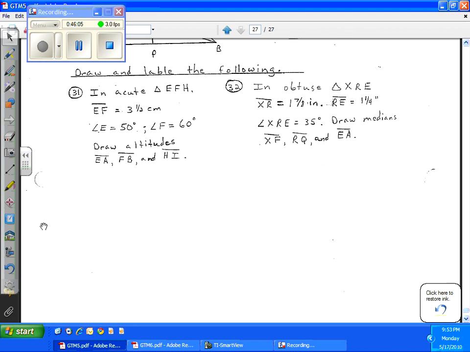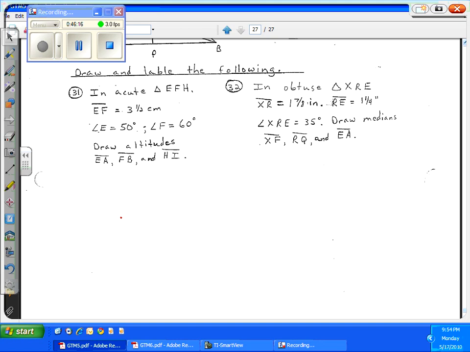Draw and label the following. It says in acute triangle EFH, EF is 3 1/2 centimeters. So you'd get your ruler and you'd measure 3.5 centimeters, which this isn't to scale. A centimeter is the width of your thumbnail. So you'd get that measured out exact. Label it as EF.